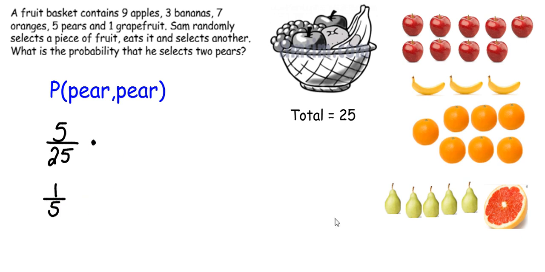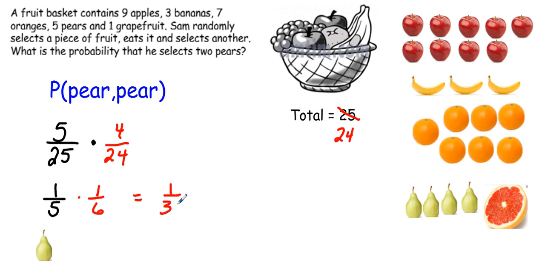Now, if I select that pear and eat it, that leaves me 24 pieces of fruit. What's the probability of selecting a pear? Well, I have 24 pieces of fruit, and 1, 2, 3, 4 of them are pears, or 1/6. So the probability of me selecting a pear and then a pear is 1 in 30.